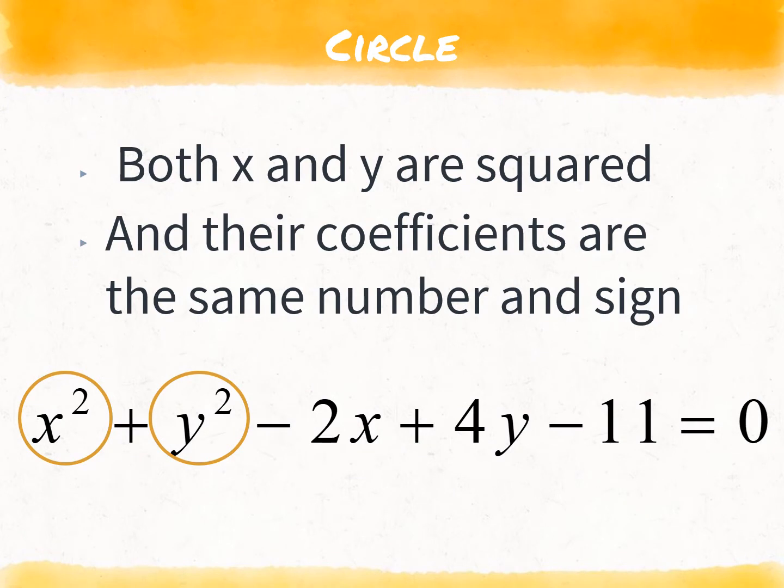So let's really write this out. I know that this is a circle because both of the x and y's are squared. Their coefficients are the same number, 1 and 1. And they're the same sign, right? Meaning positives.